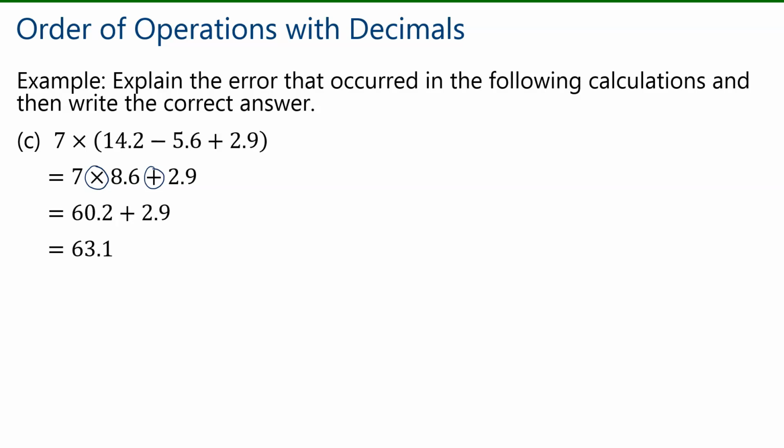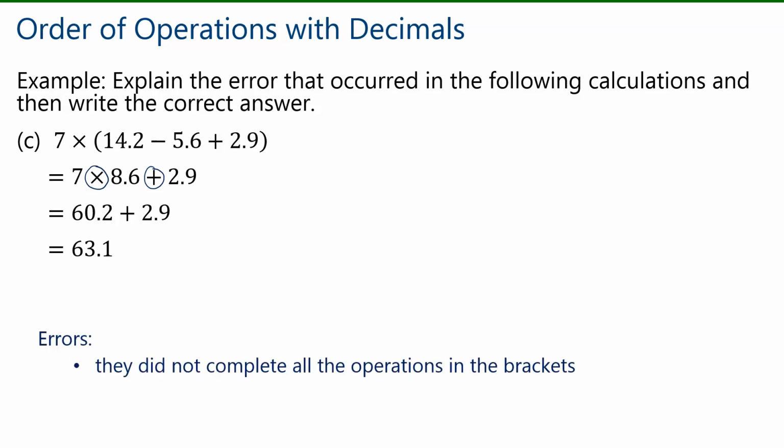They should have brackets around 8.6 and 2.9. You always have to complete all the operations in the brackets before you drop them. So let's write that down as our error. They did not complete all the operations in the brackets. So let's move on to their next step to see if they made any other errors. So between a multiplication and addition, you do multiplication next, which seems fine because there's an addition left, and then they add it. So that was their mistake. They dropped the brackets. So let's go ahead and figure out what the answer should be.